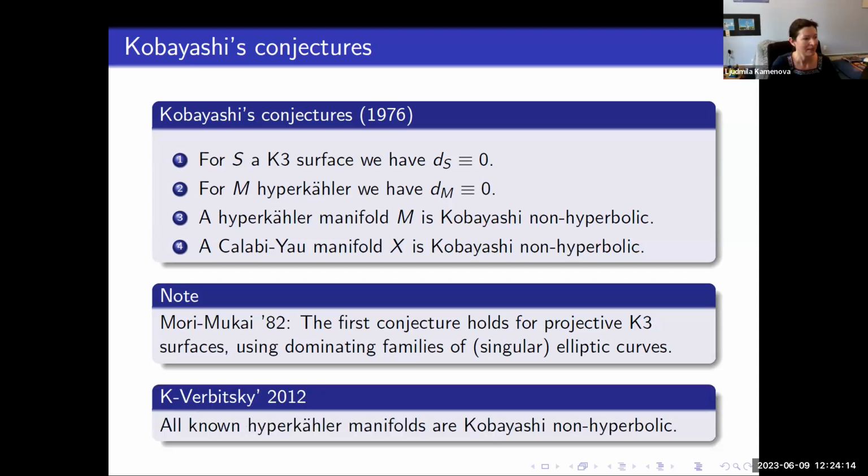Then it took us 20, maybe 30 more years to prove that for hyperkähler manifolds of each known type, each one of them is Kobayashi non-hyperbolic. Basically, with Misha Verbitsky, we were interested in the SYZ conjecture and the density of Lagrangian fibrations.